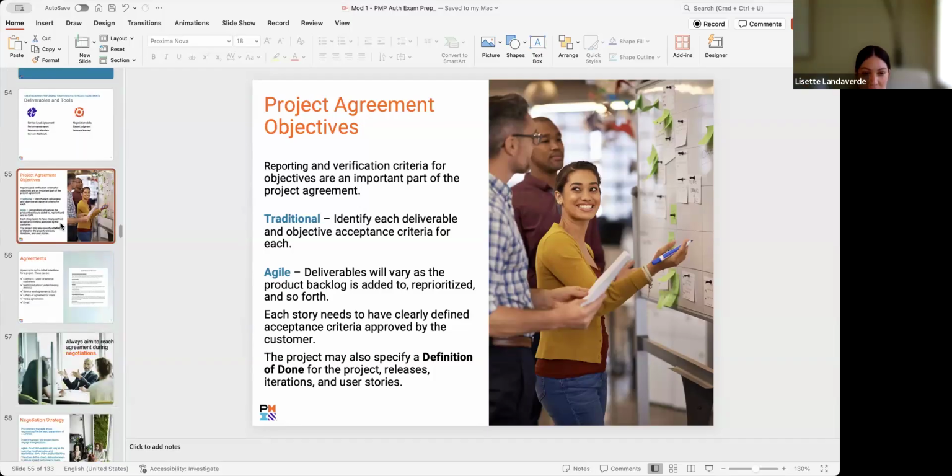Question. What exactly do you mean by deliverable? Yes, so a deliverable is either a tangible product, service, or result, right? What happens or what comes about? What's the outcome that comes about from doing all this effort, from doing all this work?